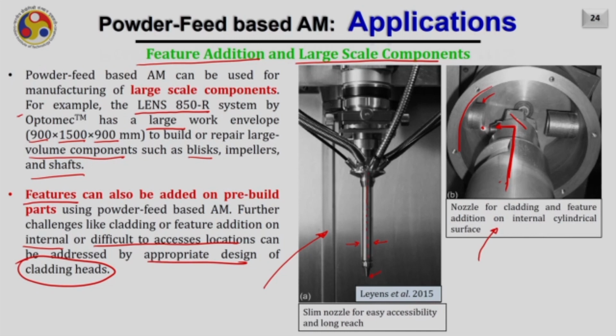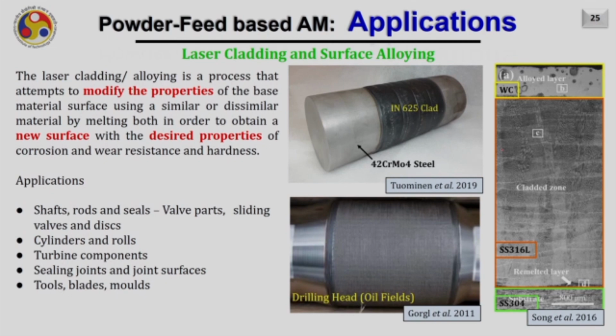So, as I said, to make these nozzles accessible to difficult to reach locations, the nozzles have to be modified as per the requirement. Another conventional application of the same powder feed based additive manufacturing system is laser cladding and surface alloying. Laser cladding or alloying is a process that attempts to modify the properties of the base material surface using a similar or dissimilar material by melting both in order to obtain a new surface with the desired properties of corrosion and wear resistance and hardness.